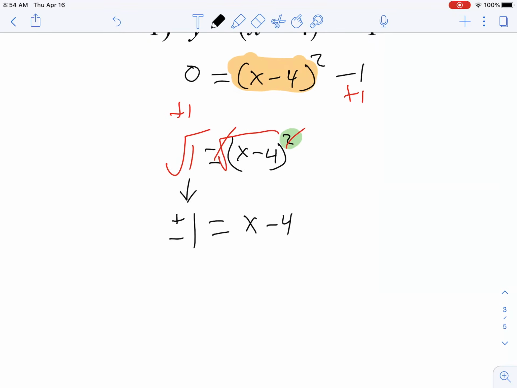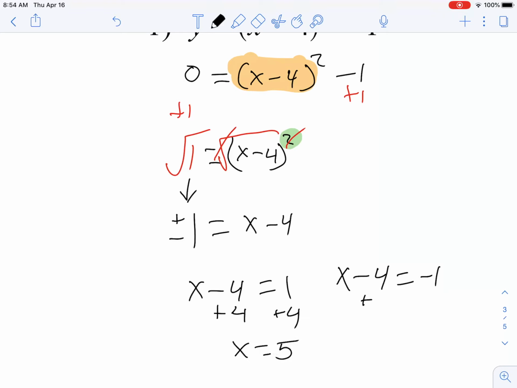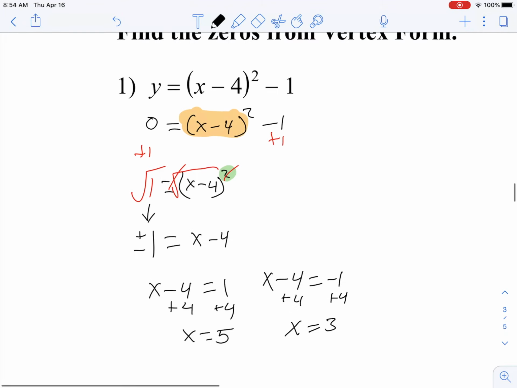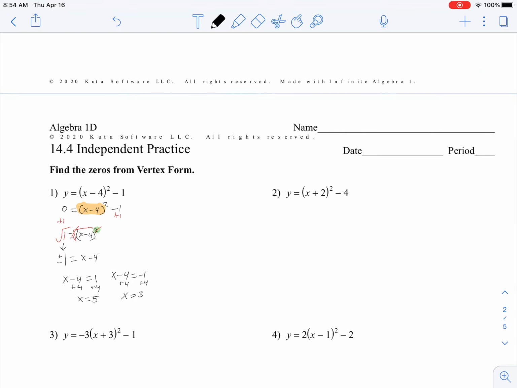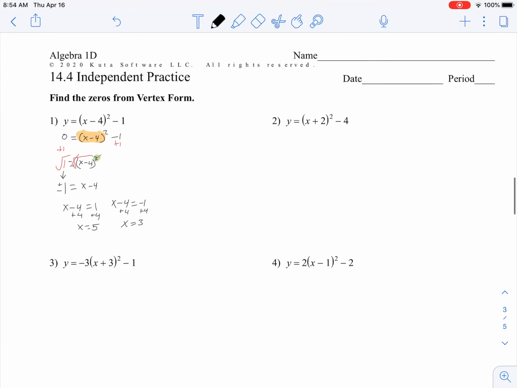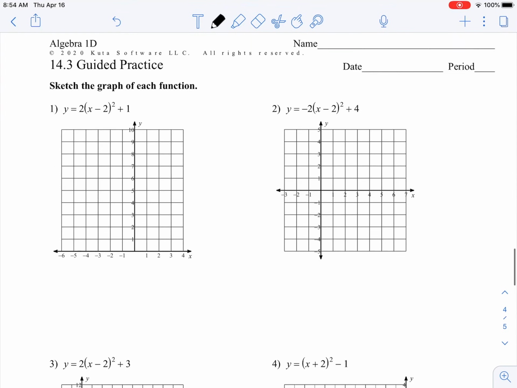So I'm going to split my equation up so that I have x minus 4 equals a positive 1, and x minus 4 equals a negative 1. And then I'm solving both of these. And so those are my x-intercepts. X equals 5 and x equals 3. So we could use those to graph. Okay.